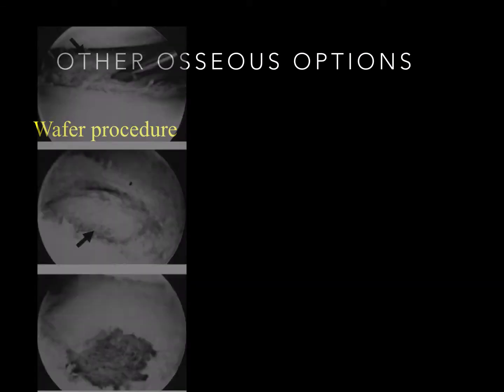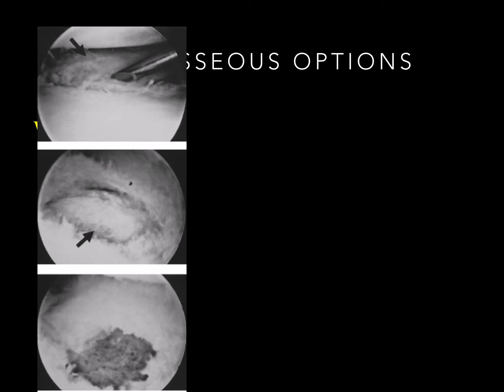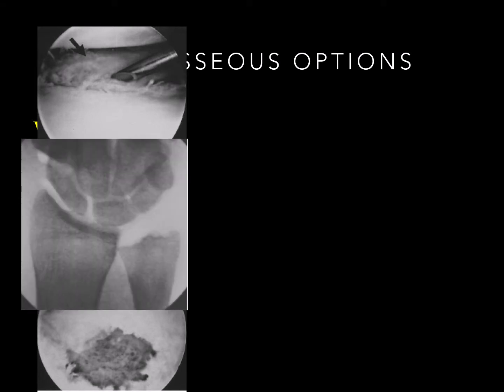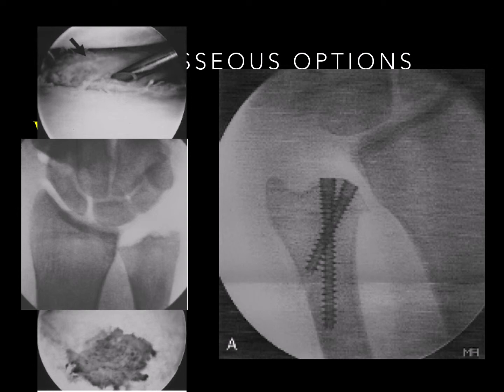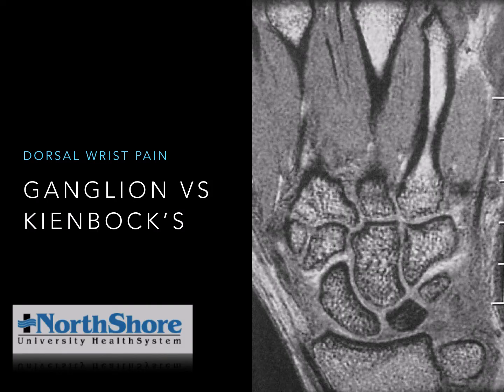Other options, the Feldon or the wafer procedure. Through the scope, you can burr down the head of the ulna to prevent impaction, but that can often lead to quite a bit of postoperative pain initially. One can do an osteochondral osteotomy, fix it with some cannulated screws. This is not one of my cases. I am not this talented a carpenter. It looks fantastic, but it seems very technically challenging, and it has been described all arthroscopically as well.